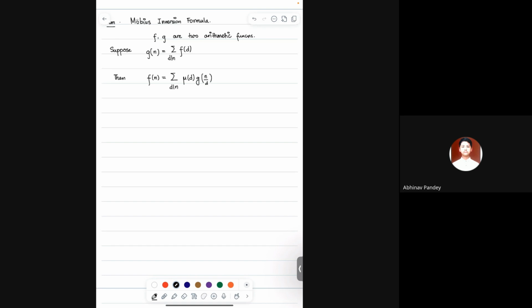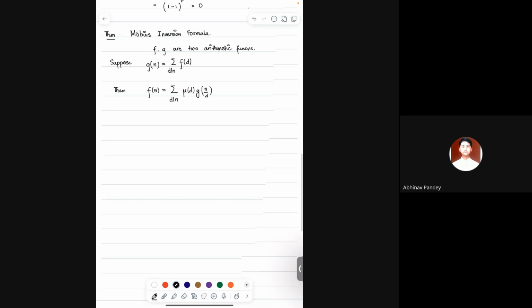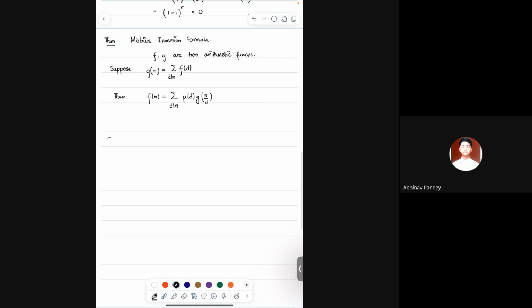And there's a multiplicative version of the same Mobius inversion formula. It's the same sort of setup: you have two arithmetic functions, f and g.